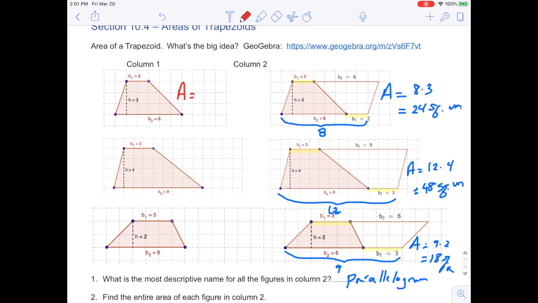So now if we went over to the trapezoids, the areas of each of these trapezoids should be 1/2 of the corresponding parallelogram.